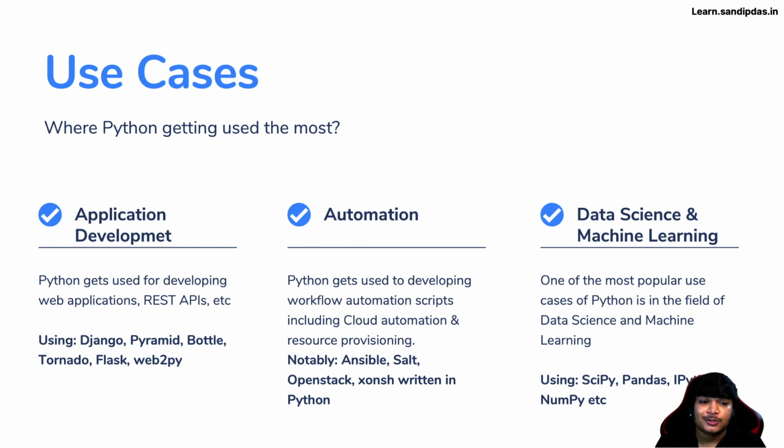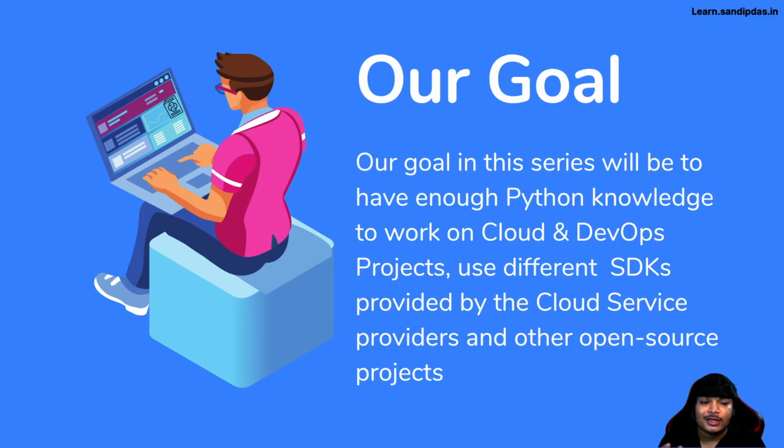Okay. The third use case is data science and machine learning. One of the most popular use cases of Python is in the field of data science and machine learning. And SciPy, Pandas, and NumPy are used heavily in the data science field. Okay, so our goal in this series will be to have enough Python knowledge to work with cloud and DevOps projects and use different SDKs provided by the different cloud service providers and use other open source SDKs as well.